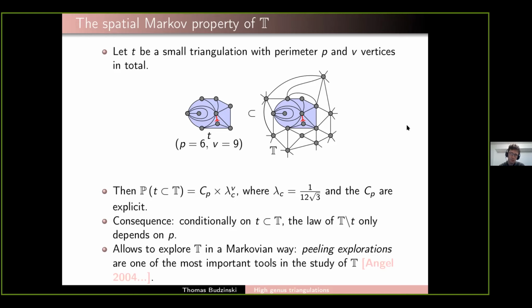So let's say to explore the UIPT almost face by face, little piece by little piece. And when we do that, the perimeter is going to evolve as a Markov chain. So we have reduced the study of a complicated two-dimensional object to the study of integer-valued Markov chains, which is something that probabilists love. So this is a very important tool in the study of the UIPT. It was developed by Angel right after the UIPT was introduced.